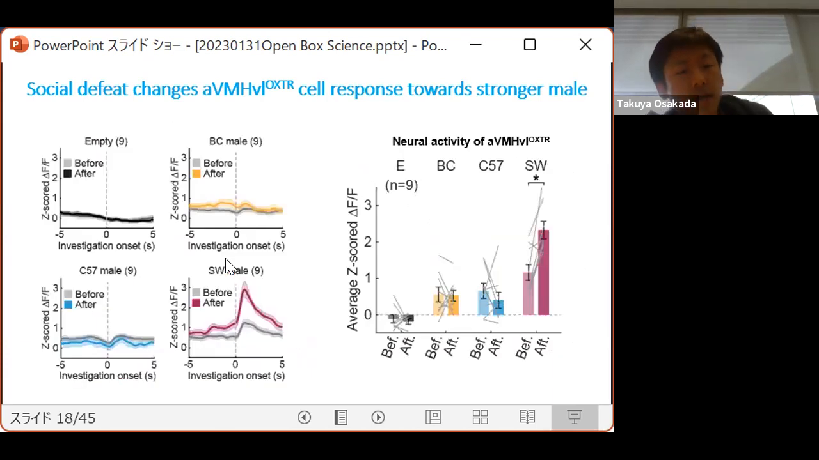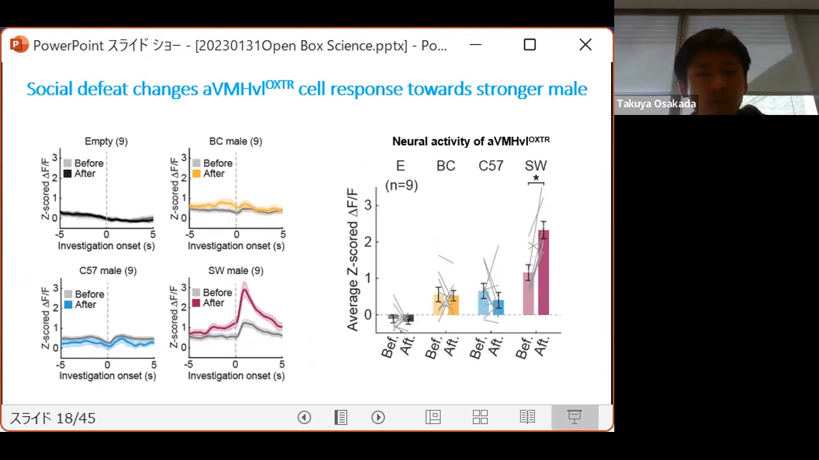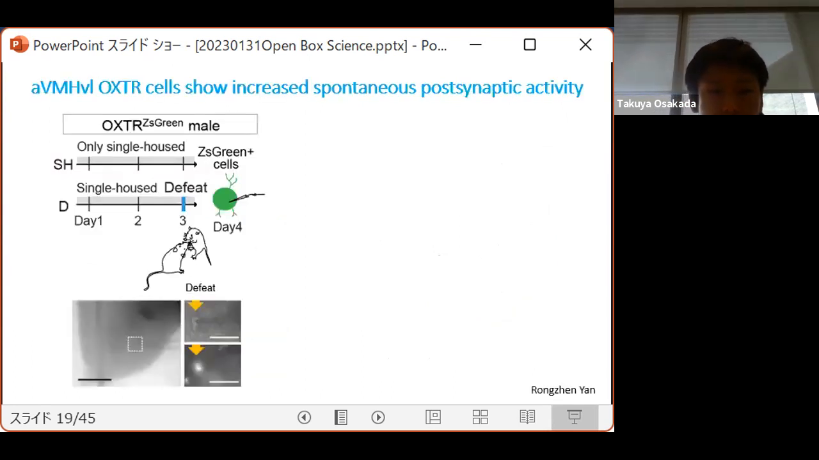This is the data of the neural activity from the big arena assay. There is no change when animals visited the empty cup, the BALB/c weak male, or the same C57 male. However, there is a significant increase after defeat during visits toward the aggressors. Both data show that there is a dynamic change of neural activity in the anterior part of the BMHBL oxytocin receptor positive population after defeat, specifically toward the aggressor cues.